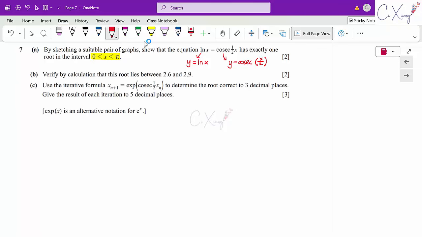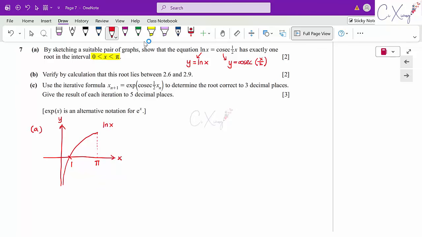All right, so when you want to sketch these two graphs, let's show here. Basically we have ln x from 0 to pi. So from 0 to pi, our ln x graph should look something like this. We have a curve going up, and this point is 1, because ln 1 is always equal to 0. This is the x value, this is the y, and we have ln x here. Then we assume that this point is pi.